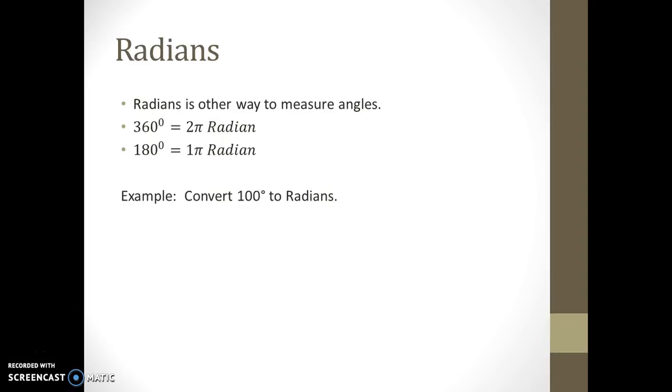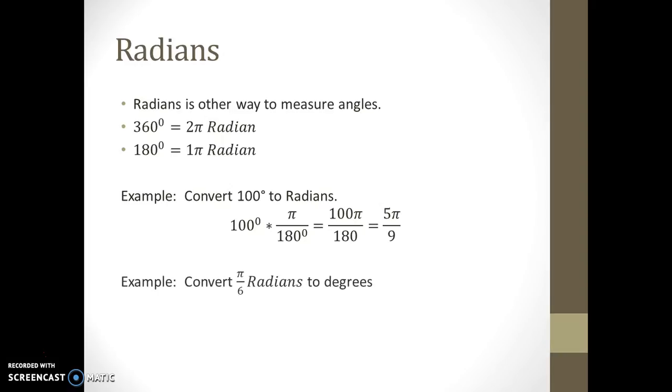So can you convert 100 degrees to radians? All you have to do is use that second ratio that we talked about. 180 is equal to 1 pi radian. 100 degrees times pi over 180, because you're going to radians, the radian part is going to be on the top. And then when you reduce your fraction, you get 5 pi over 9. Just leave the pi in the answer.